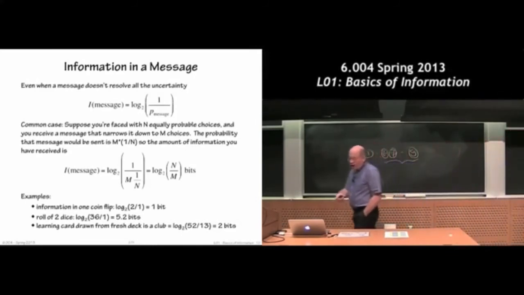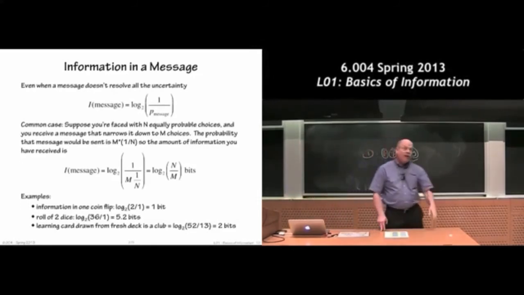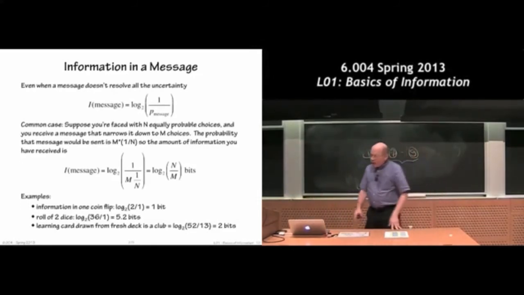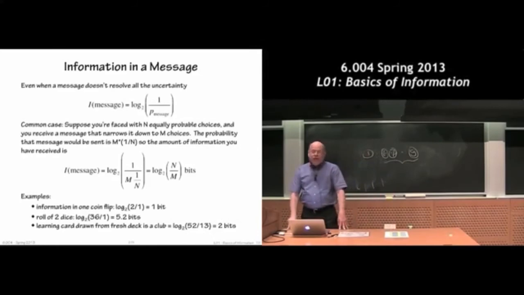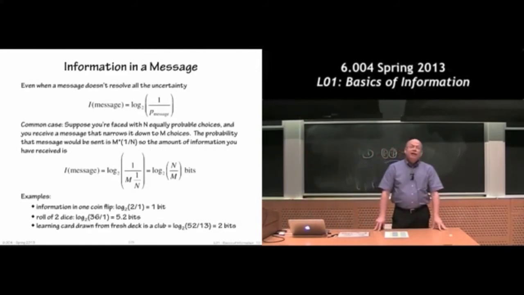Okay, learning that a card drawn from a fresh deck is a club. So there were 52 cards. Now there's 13. The thing I'm holding in my hand is one of 13 cards because I've told you it's a club. I've given you log base 2 of 52 over 13. So 52 over 13 is 4. Log base 2 of 4 is 2. 2 bits. Is that a satisfying answer?